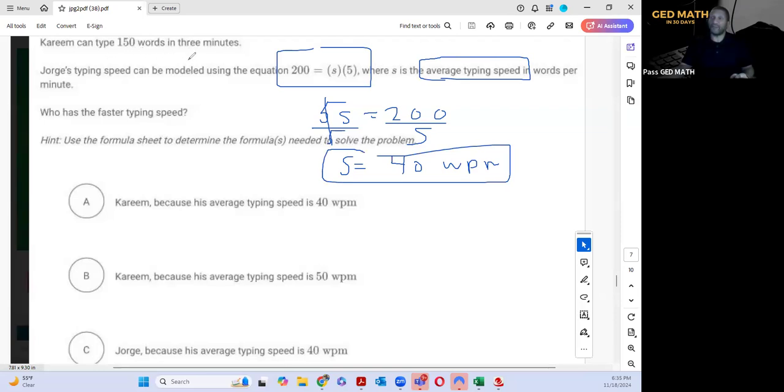We already figured out Kareem types 50 words per minute. So now all we have to do is find an answer. Kareem, because his average typing speed is 40? Nope. Kareem, because his average typing speed is 50. So which has the faster typing speed?